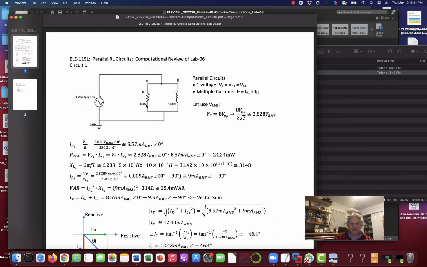Driving 330 ohms in parallel with 10 millihenries. Remembering, in parallel circuits we have one voltage. This total voltage here is equal to the voltage across the resistor, right? And it's also equal to the voltage across the inductor. So there's just one voltage there. There'll be multiple currents. There's a total current, and that total current splits, and you have a current through R1 and a current through L1.